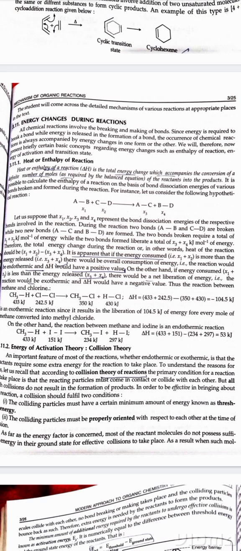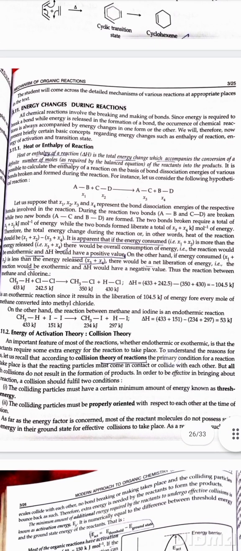It is apparent that if the energy consumed is more than the energy released, there would be overall consumption of energy. The reaction would be endothermic and delta H would have a positive value. On the other hand, if energy consumed is less than the energy released, there would be a net liberation of energy. The reaction would be exothermic and delta H would have a negative value.